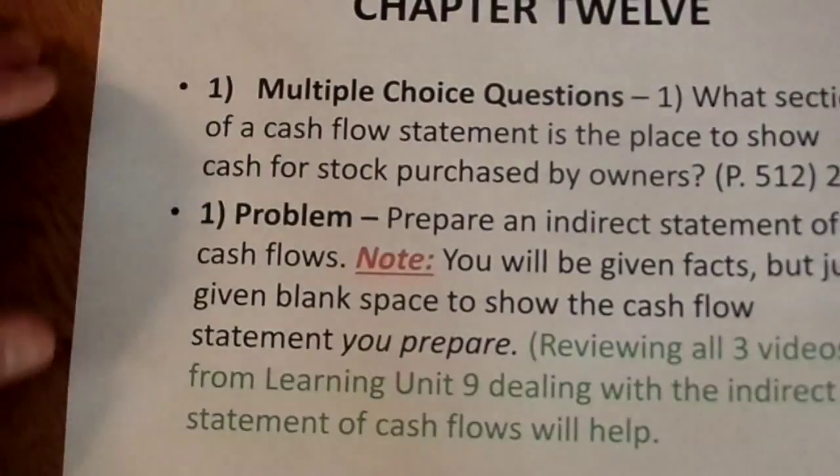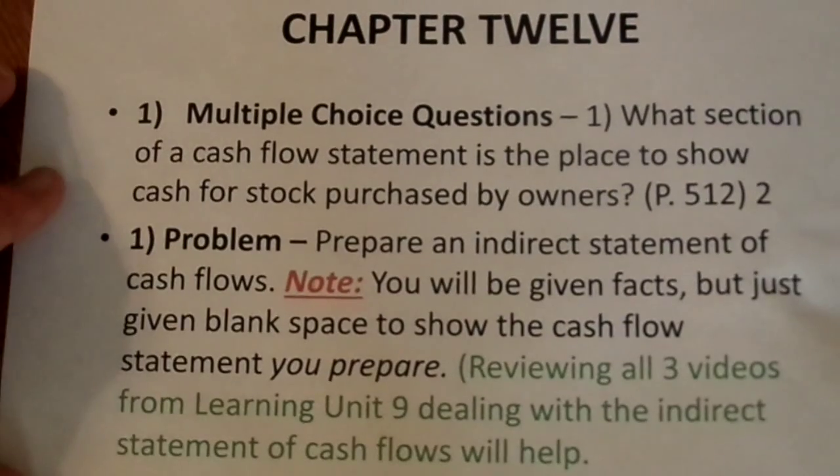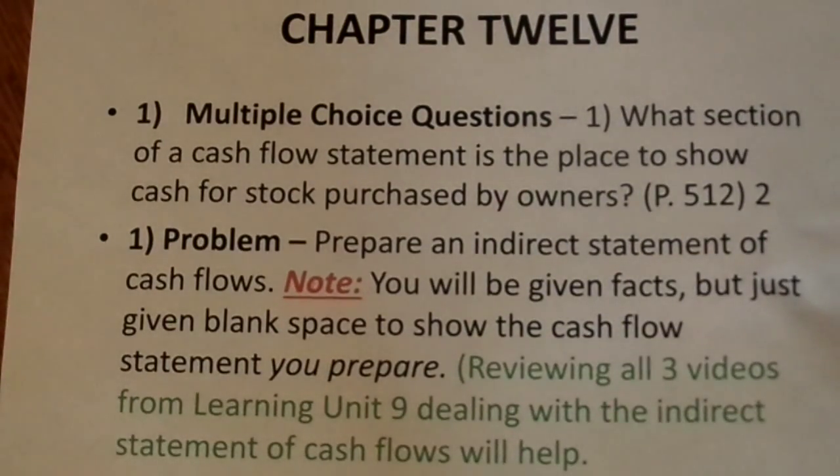The final chapter on your final exam is chapter 12, and here you have a multiple choice question and a problem. The multiple choice question is, what section of a cash flow statement is the place to show cash received when owners purchase stock? Now the answer to this is the financing section, but go back and look at page 512 and determine yourself why that's true.